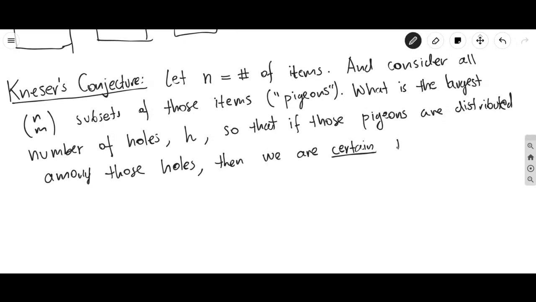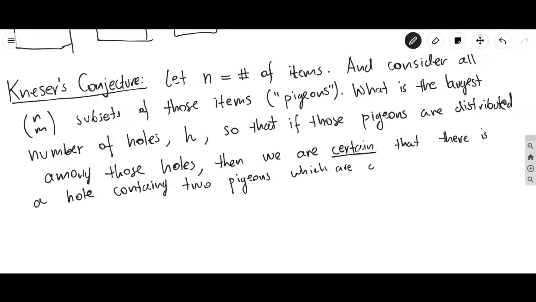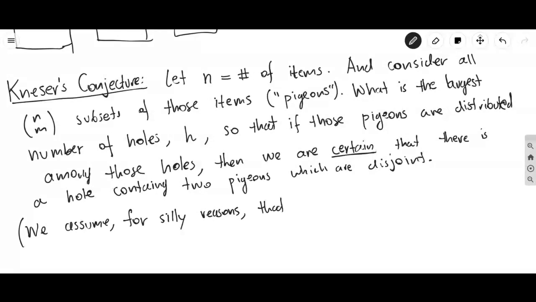Then we are certain that there is a hole containing 2 pigeons. And when we say 2 pigeons, of course, we mean at least 2. There could be other ones, but at least 2 pigeons which are disjoint sets. And we assume, and this is for silly reasons, which I will explain soon, that 2m has to be less than or equal to n.